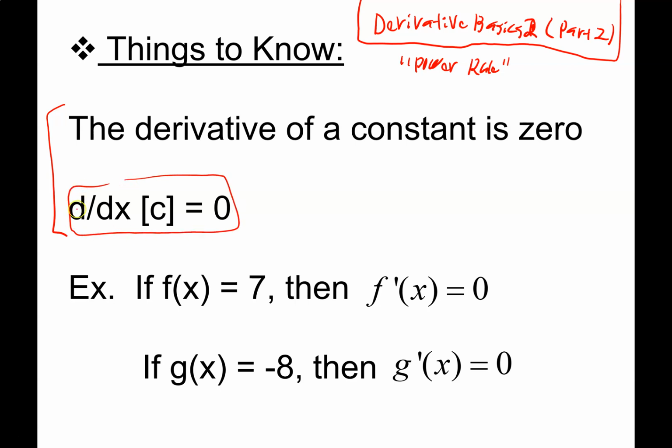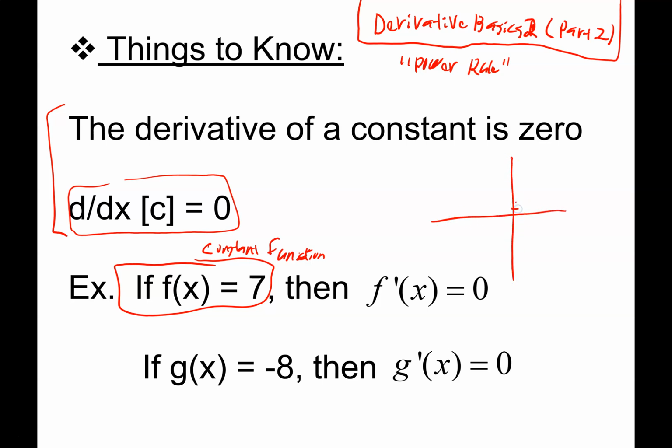Notation-wise, this is read as the derivative with respect to x of the constant c equals 0. Okay, so what does that mean? Well, here's what it means in this example. If I have a function f of x equals 7, that is called a constant function. Why is it called a constant function? Well, because if I graph f of x equals 7, so 1, 2, 3, 4, 5, 6, 7, I know that is a horizontal line. That is what a constant function looks like.